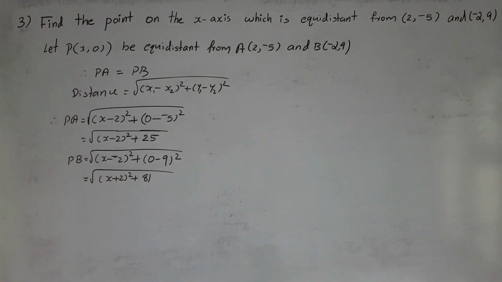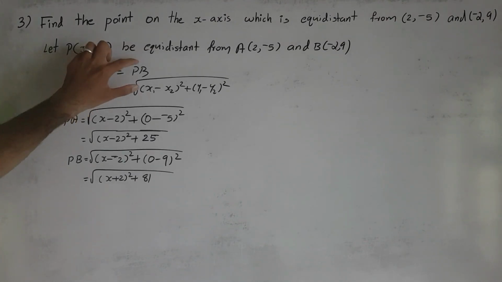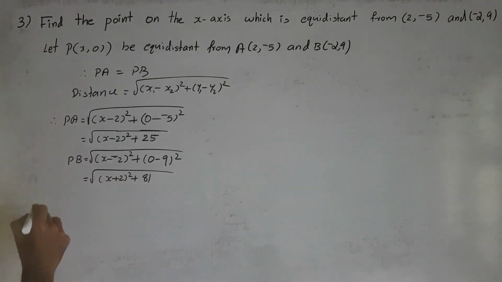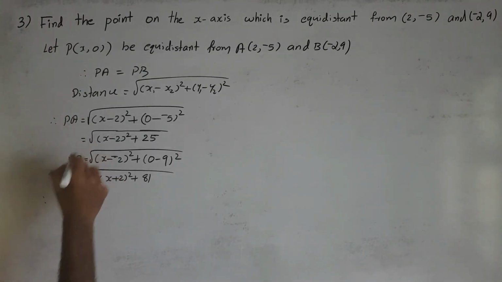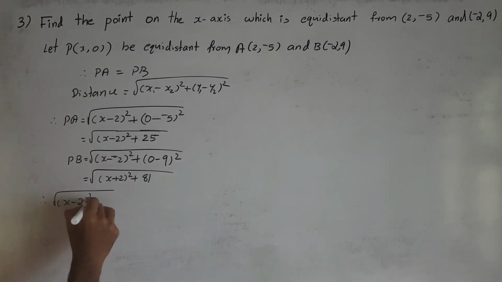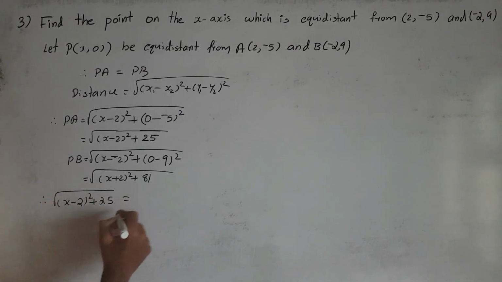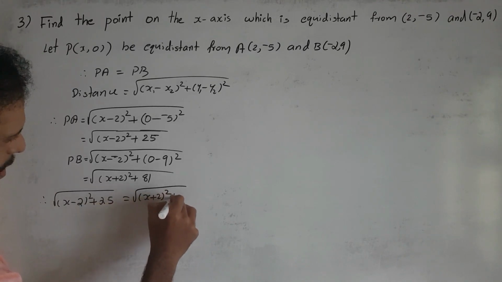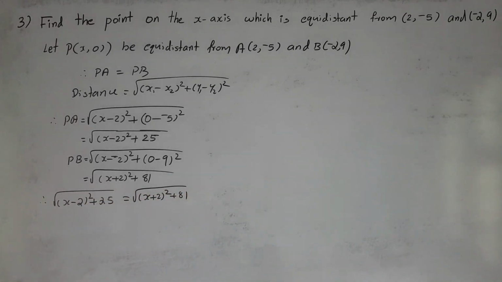So now we have PA and PB. Then we know that PA is equal to PB. If we write PA is equal to PB, then what do we get? Therefore, root of (x minus 2) whole square plus 25 is equal to root of (x plus 2) whole square plus 81. So what is our aim? We want to get the value of x. To find the value of x, what is the next step? We want to remove the root from both sides.